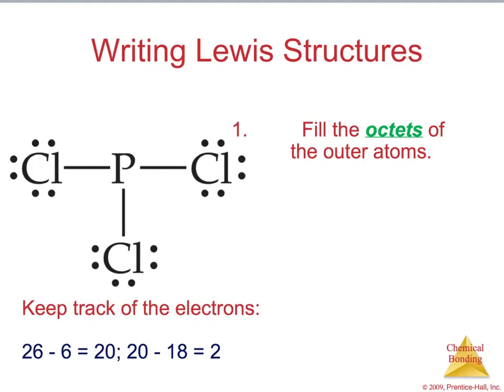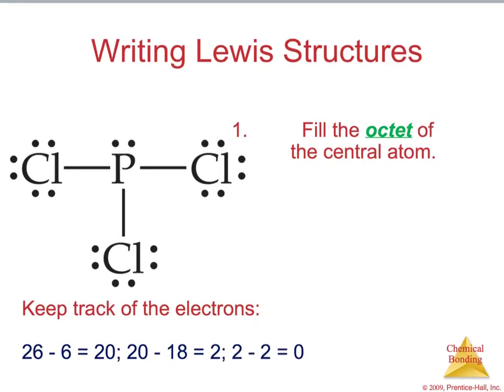Then I want to fill out my octets. So I need 6 more around chlorine. So I have 2, 4, 6, 2, 4, 6, and then don't forget that a single line counts as 2, which is 8. Then I need to subtract all of my outer electrons. So we have 2, 4, 6, 8, 10, 12, 14, 16, 18. So I'm going to take my 20, subtract 18, and I see that I have 2 electrons left.